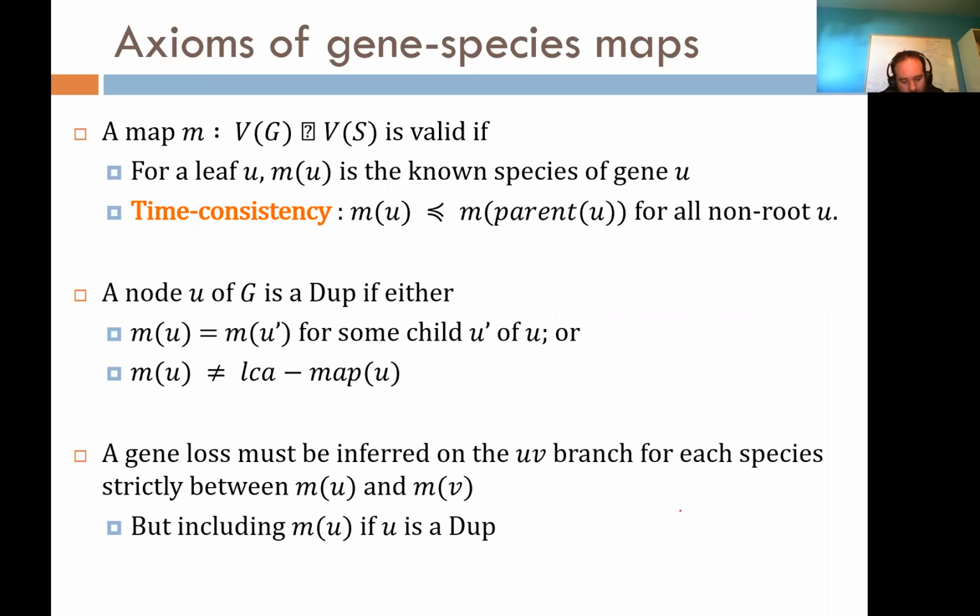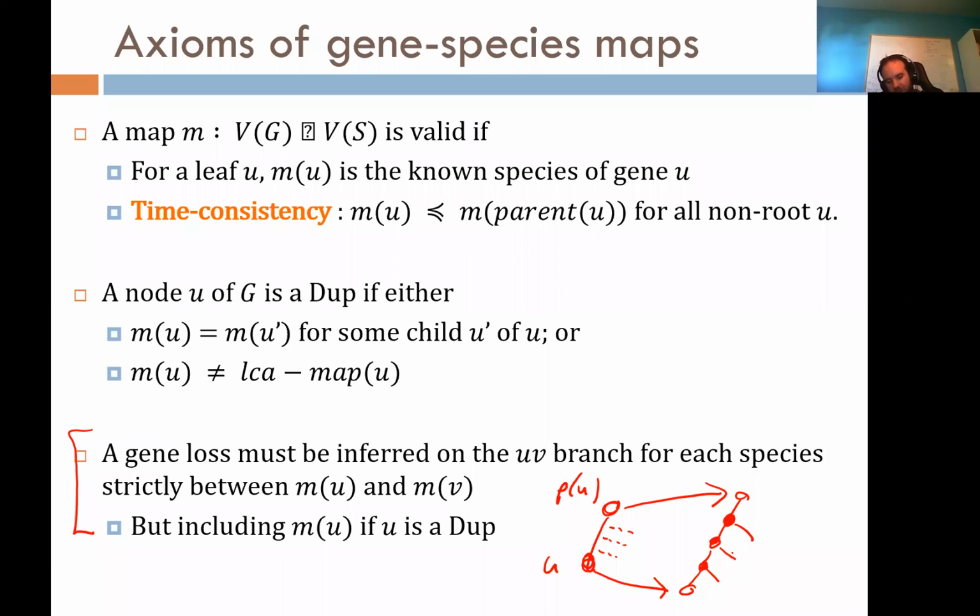And a word on gene losses. Let's say you have U and its parent, and U is mapped here and its parent is mapped here in the species tree. All this is saying essentially is that if you have 3 nodes on the path, you will have to infer 3 losses, because if this is your mapping, you are failing to observe copies in each of these descendants, which indicates losses. So that's reconciliation in a nutshell.